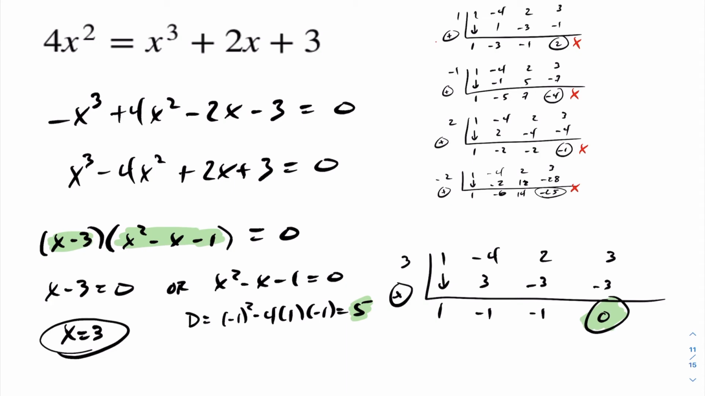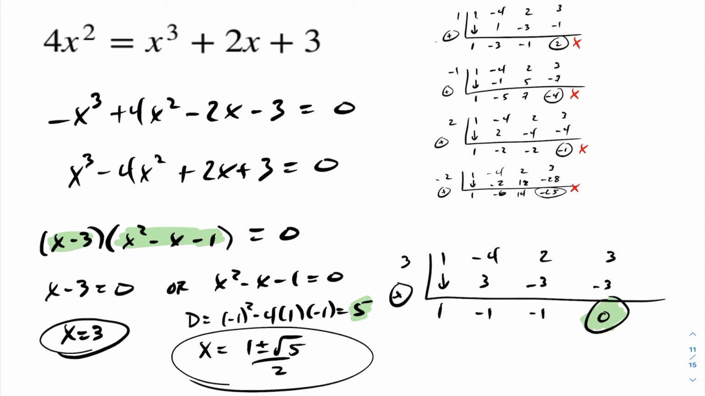So therefore this quadratic has irrational roots, and we're going to have to use the quadratic formula to solve. Solving here, we get x equals 1 plus or minus the square root of 5, over 2. So therefore our degree 3 polynomial has the following three roots: root 3, and 1 plus or minus root 5 over 2. Let's take a look at some more examples.